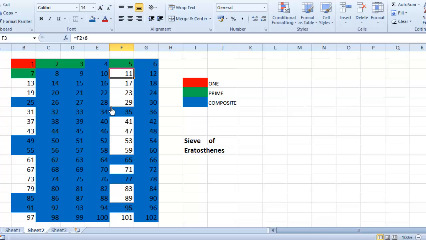Then we go to the next prime number, which is 11. And we know the table of 11 is very simple. 11 ones are 11, 11 twos are 22. But 22 is already marked. Then 33 is already marked. And then 44 is marked and 55 is marked.